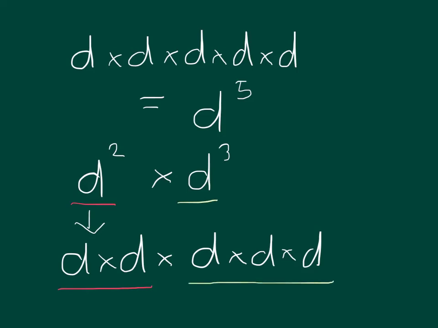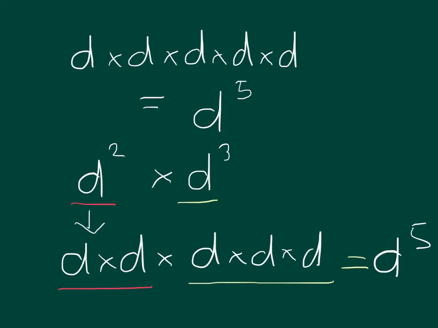Now, if you look at the top example, we can see that we've got the same thing. So what we looked at here, we now have here. So our answer is d to the power 5, as it's d times itself. There's 5 lots of d's in the multiplication.